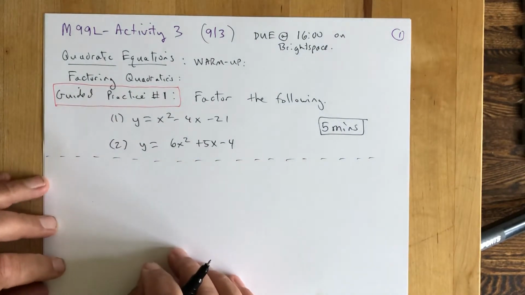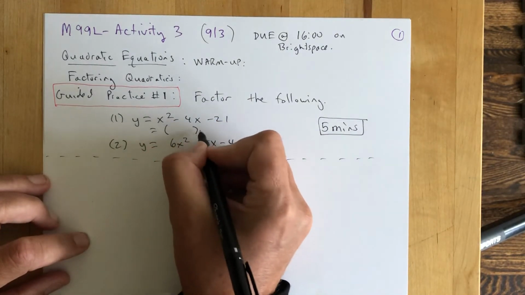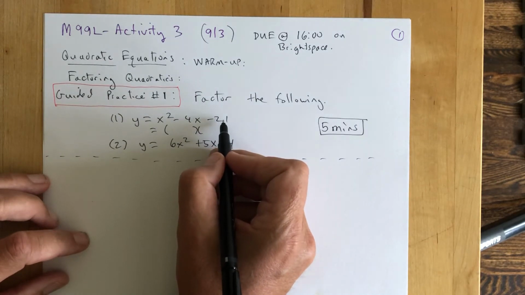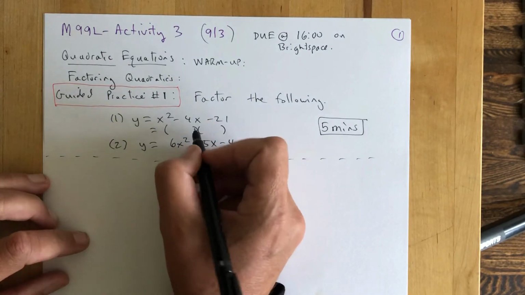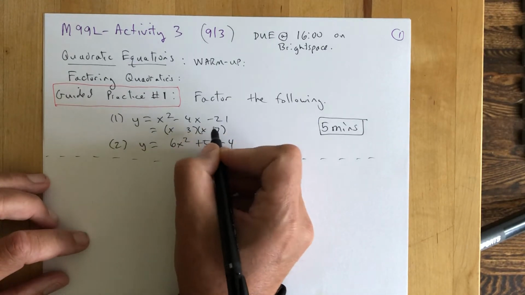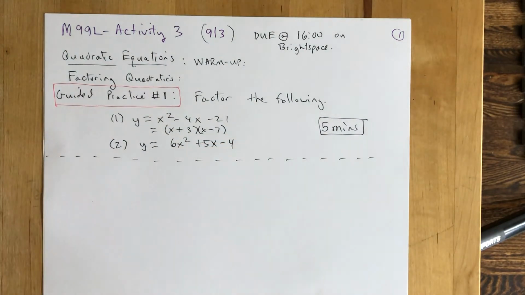Okay, so I can probably do these right below here. This one isn't bad. I'm looking for two numbers that multiply to give me minus 21, and add to give me minus 4. That's minus 7 and plus 3. There we have it, we factored it.